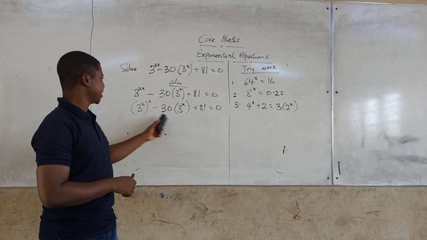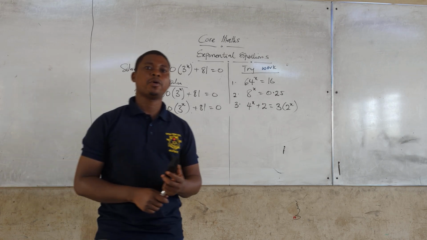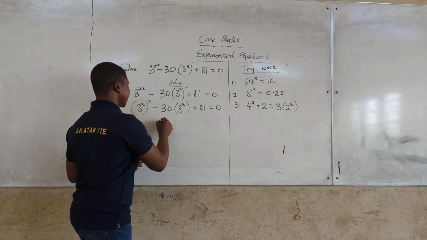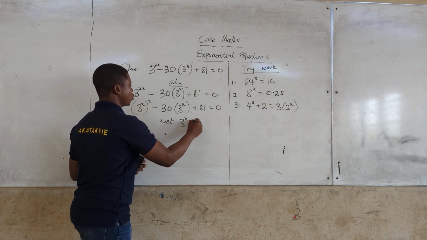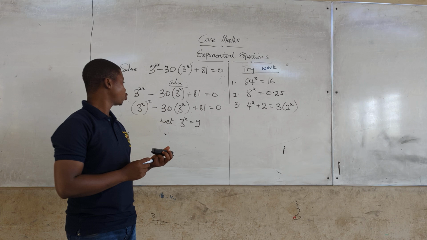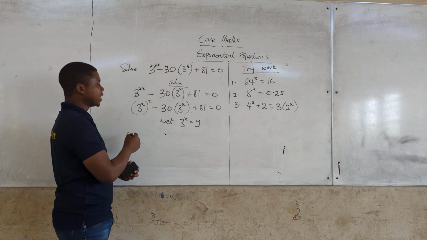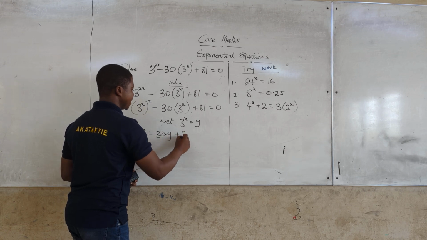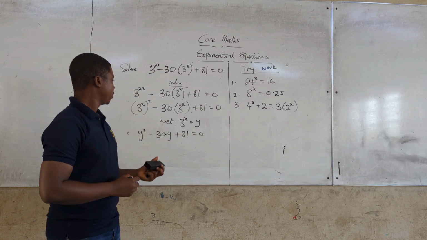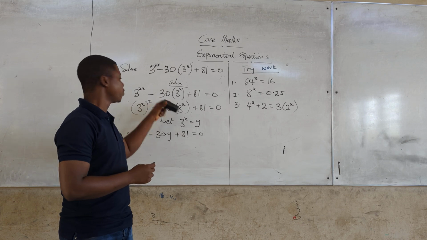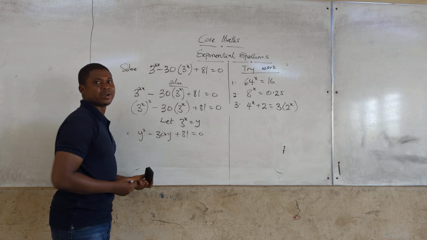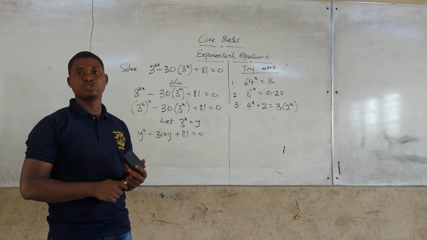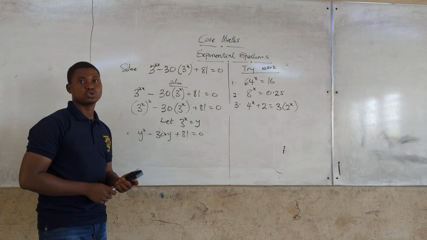Now, looking at this, we can represent 3 to the power x with a variable. So let's say that 3 to the power x is equal to y. In substituting that, we have y squared minus 30y plus 81 equal to 0, because wherever you see 3 to the power x, you put y there. So now the question has turned to be a quadratic equation. So you need to solve that.